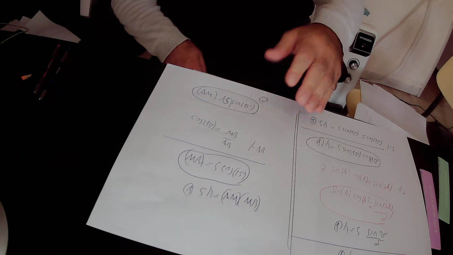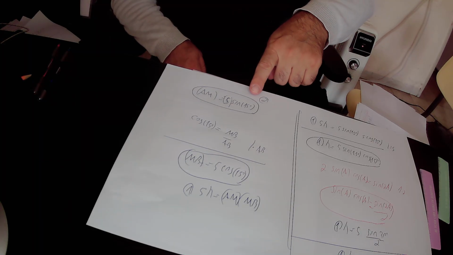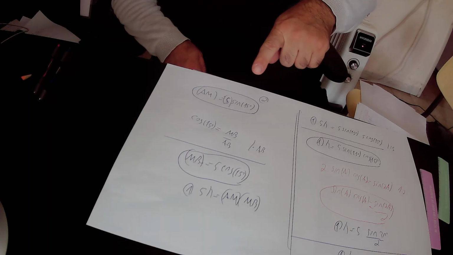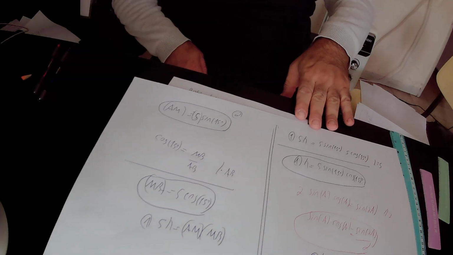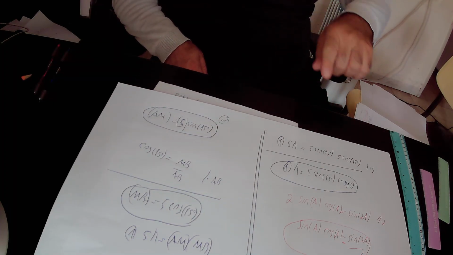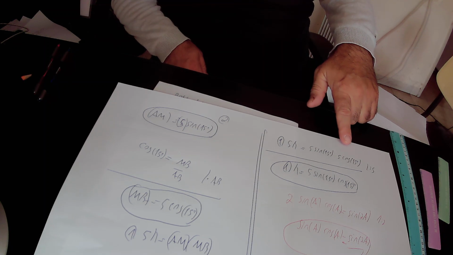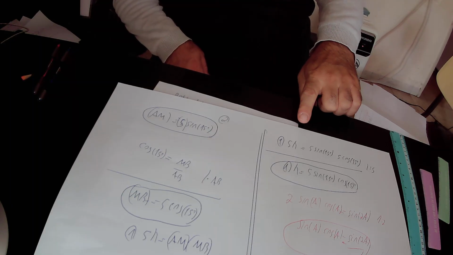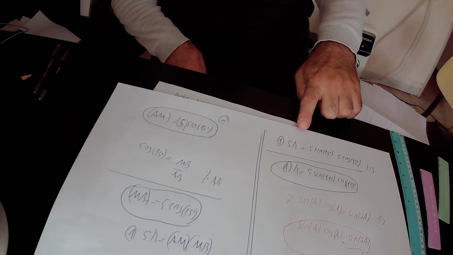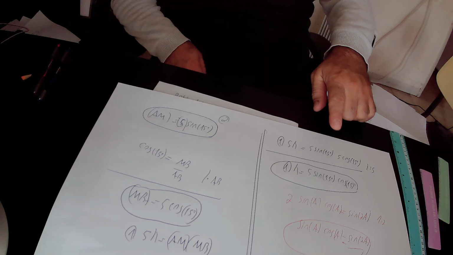Okay, 5H equals AM times MB. But AM is 5 times sine 15 degrees, and MB is 5 times cosine 15 degrees. So 5H equals 5 times sine 15 degrees times 5 times cosine 15 degrees. Here we divided the equation by 5, and 5H over 5 is H. The 5 gets cancelled and we have 5 times sine 15 degrees times cosine 15 degrees.